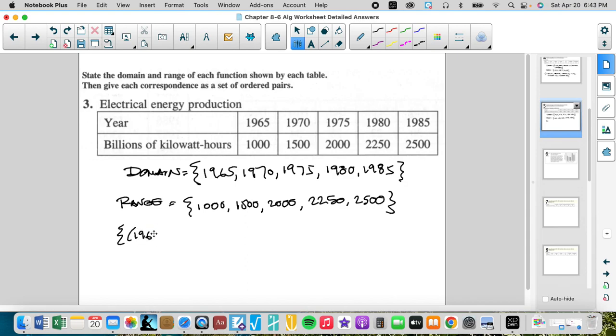So 1965, comma 1000. We have 1970. I think I was in 8th grade in 1970. 1500.